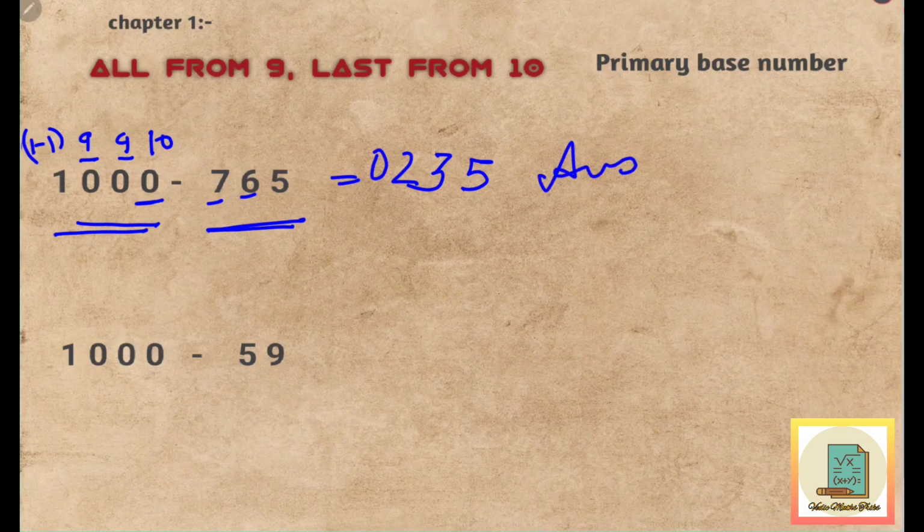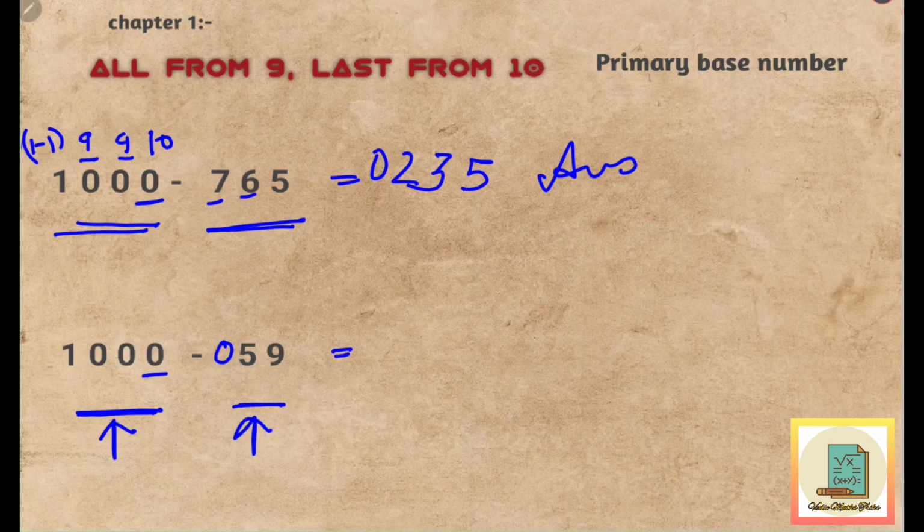Now let's come to the second question, which is 1000 minus 59. Now here we have 3 zeros and here we have 2 digits. So the number of zeros here should be equivalent to the number of digits here. But here there are 3 zeros and here there are 2 digits. So, we'll add a 0 before the number and now we will start with the subtraction.